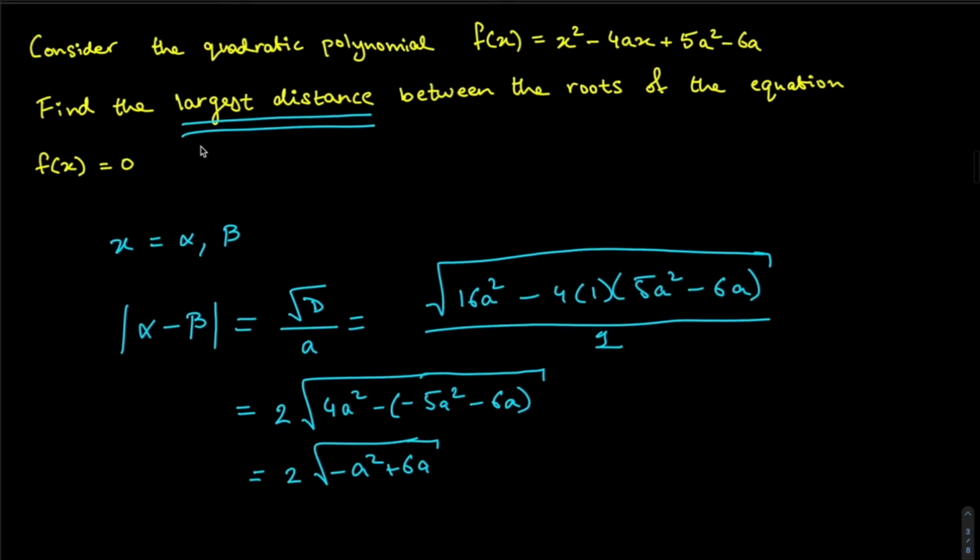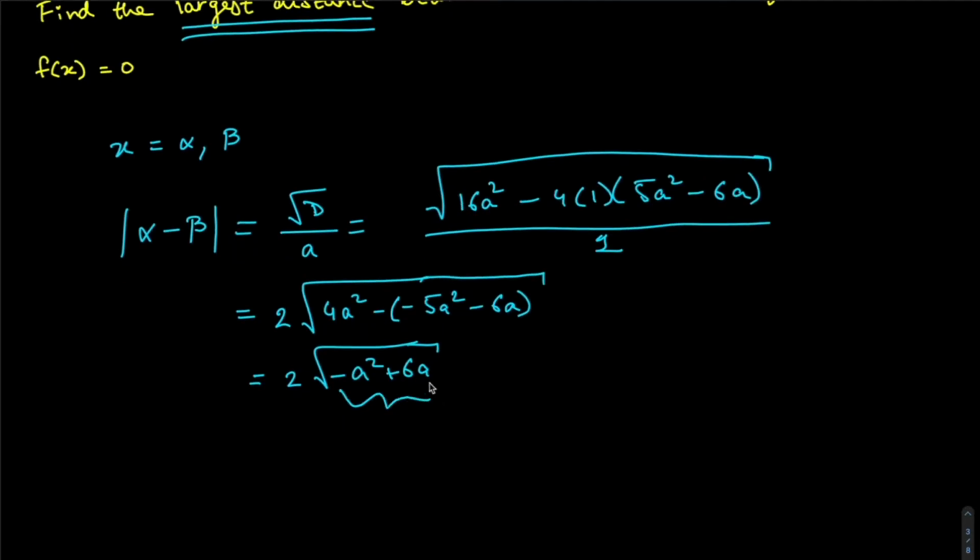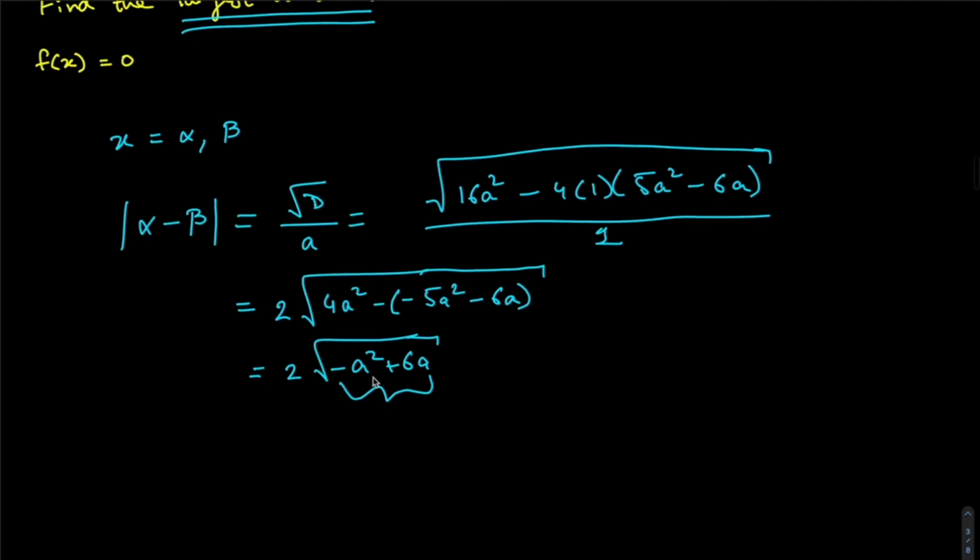Now I have to find the largest distance. Thus, I have to maximize the expression with −a² + 6a. So if I have to find the maximum value of −a² + 6a, let me just focus on that part itself.